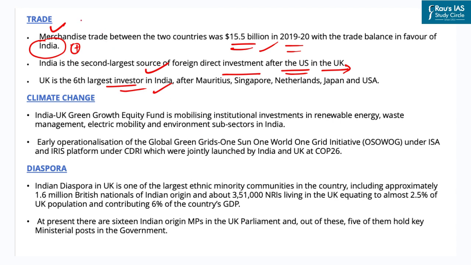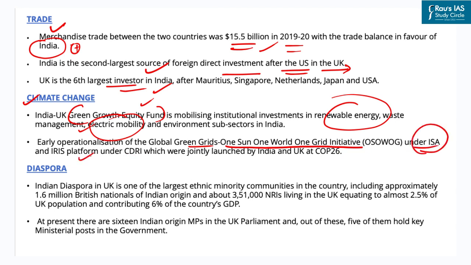Now, apart from trade, both countries also complement each other in the field of climate change. India and UK have also launched the Green Growth Equity Fund to mobilize institutional investment in the sectors of renewable energy, waste management, and to promote electric mobility and its various subsectors in India. Both countries have also agreed to partnership under the Green Grids, that is, One Sun, One World, One Grid initiative under the International Solar Alliance, and the IRIS platform under CDRI.